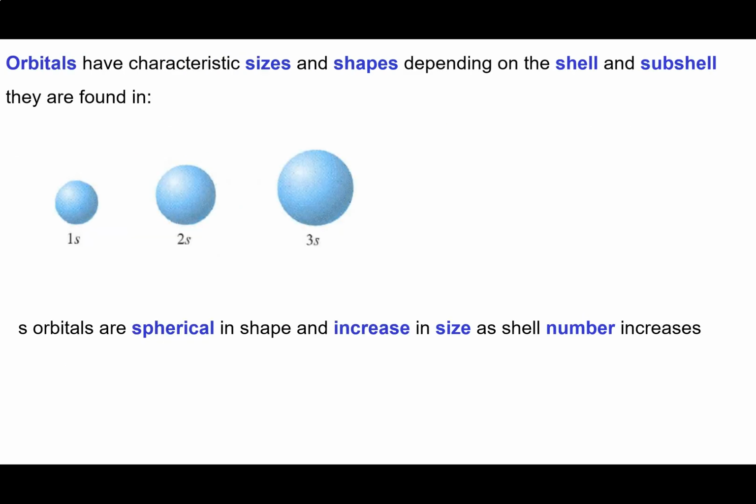So the different types of subshells have characteristic shapes. The orbitals of an S subshell are spherical in shape. And these spheres increase in size as the shell number increases. So, a 2s is bigger than a 1s, and a 3s is bigger than a 2s.